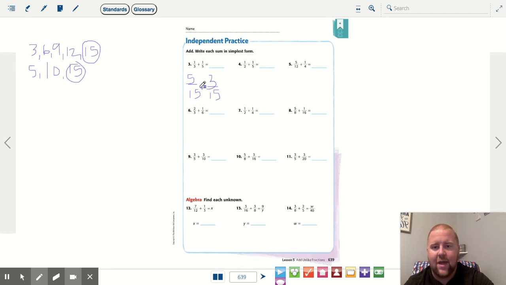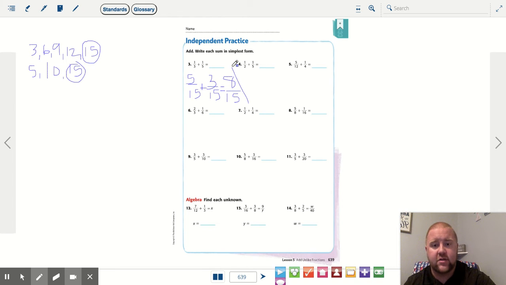And then I'm adding them here. 5 plus 3 is 8. And your denominator always stays the same, because if you had 5 15ths and then you got 3 more 15ths, how many total 15ths do you have? That's the way you need to think about it. A lot of times people try to say, well, I need to add 15 and 15. No, absolutely not. You have 5 of the 15ths, 3 of the 15ths gives you 8 of those 15ths.